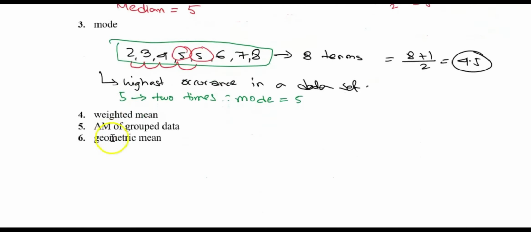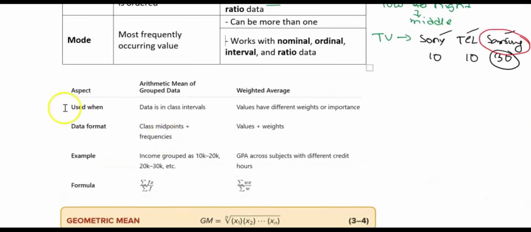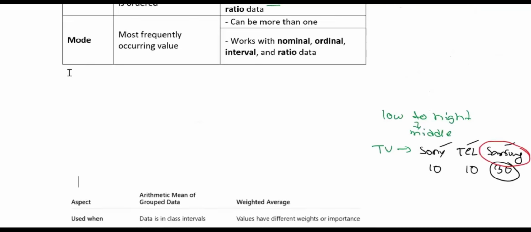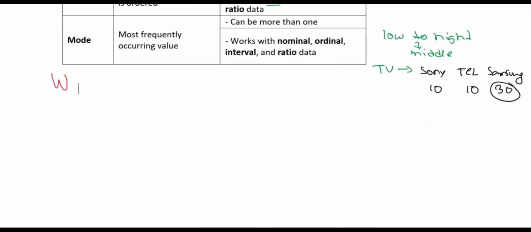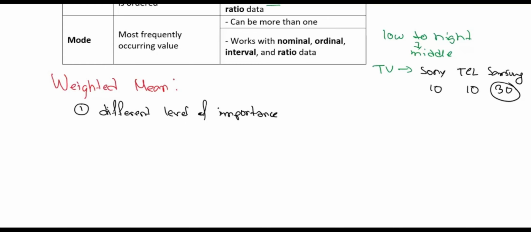Other measures of location. So we have weighted mean and arithmetic mean of grouped data. We're going to talk about these two together, but let's start with weighted mean first. Weighted mean, we are going to talk about two different scenarios. Number one is when we have different levels of importance. Number two is when we have different frequencies.